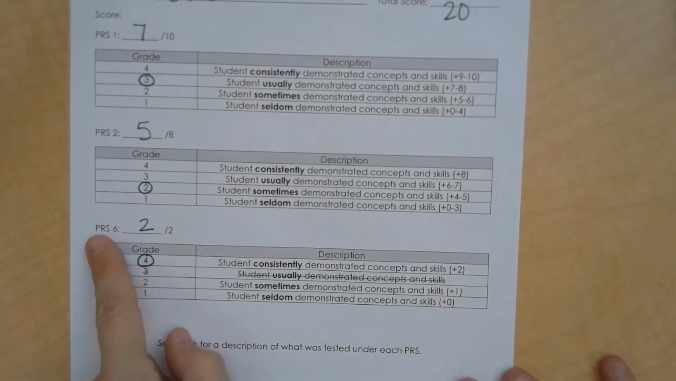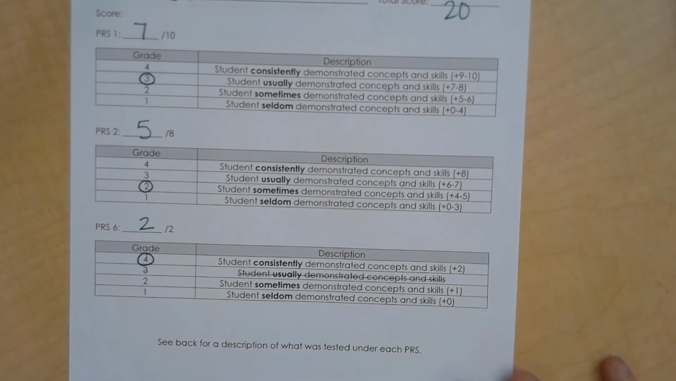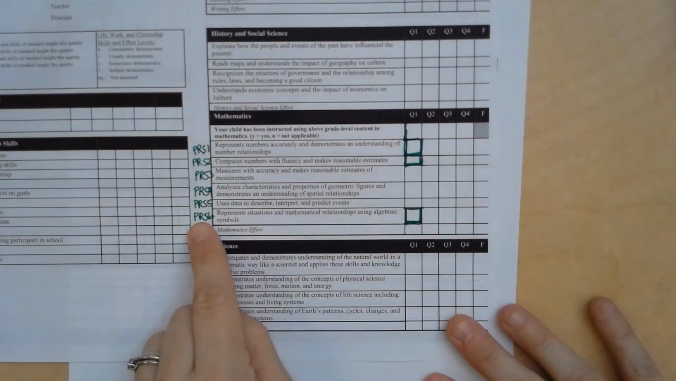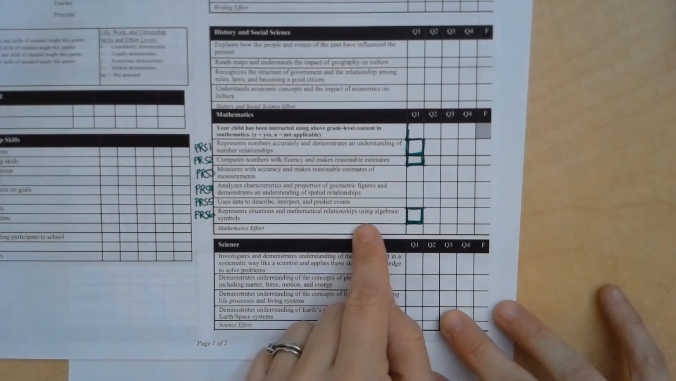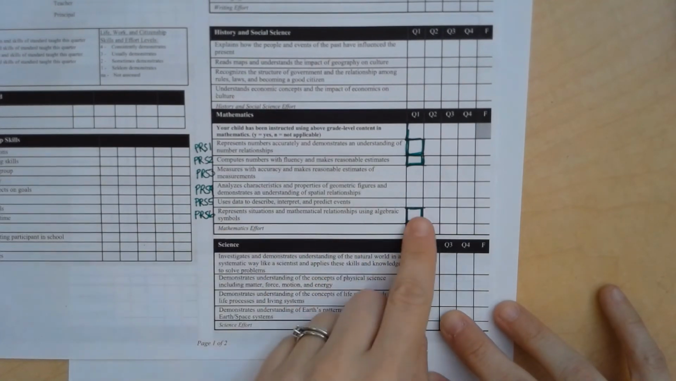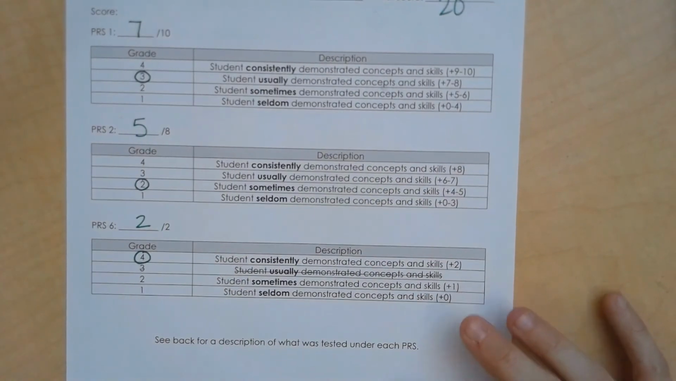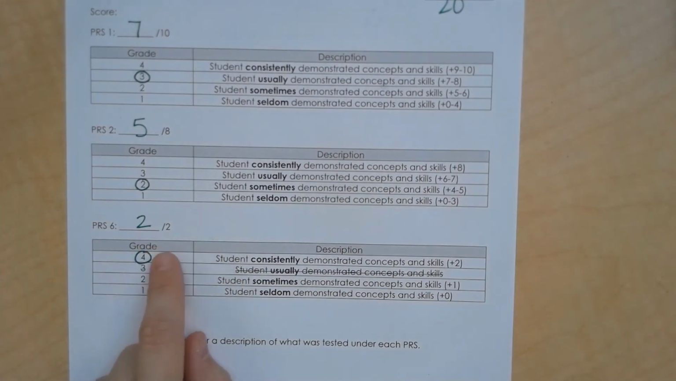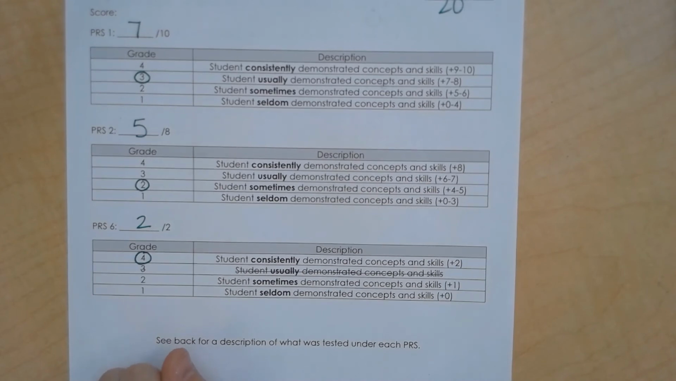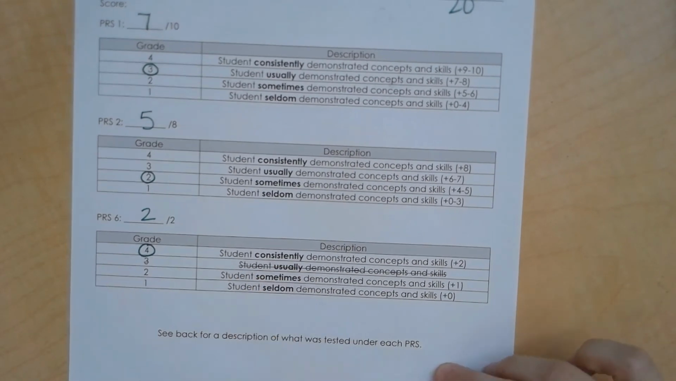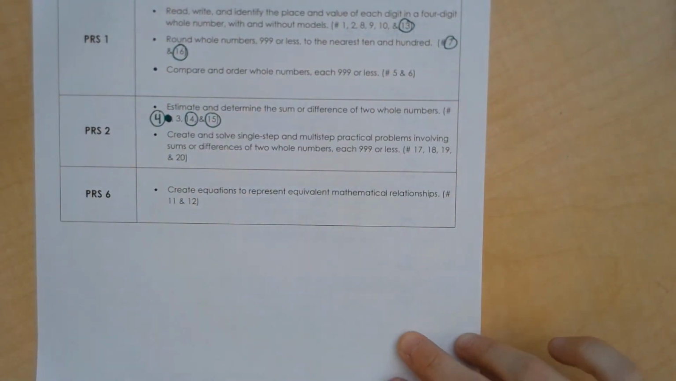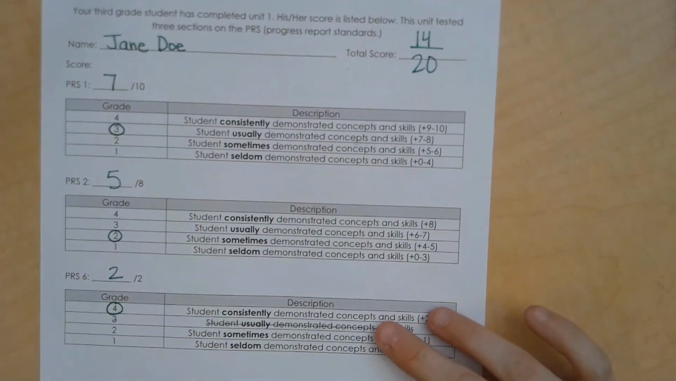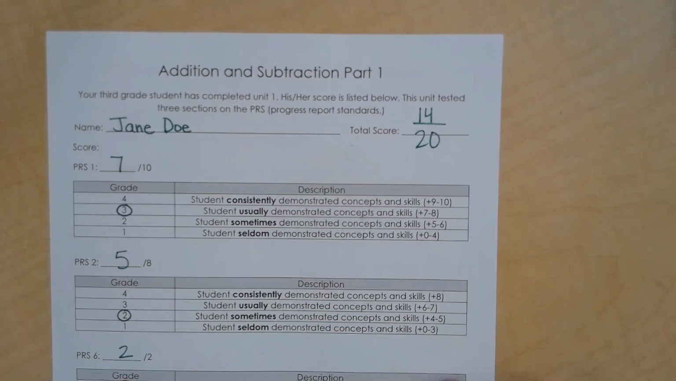And then we go on to Progress Report Standard 6. Progress Report Standard 6 represents situations and mathematical relationships using algebraic symbols. Grade would go here. The student got a 2 out of 2. There's only 2 questions with that PRS standard, and so they get a 4. They consistently demonstrate the concepts and skills, and so none of these are circled because they got both correct. And that is our sheet explained.